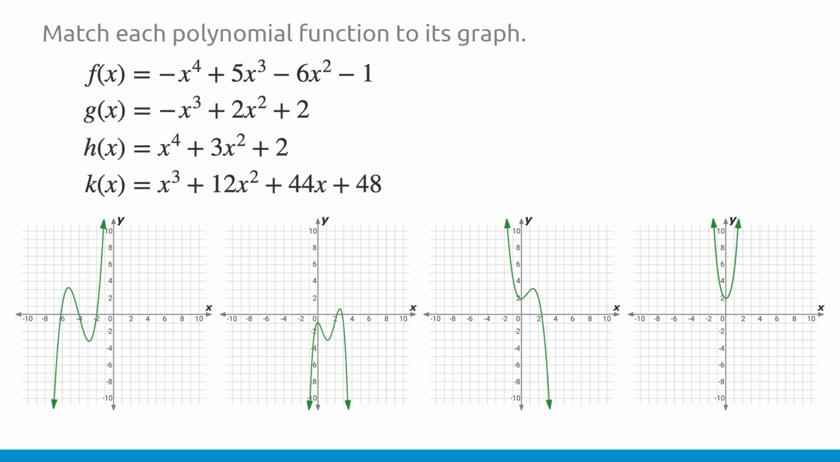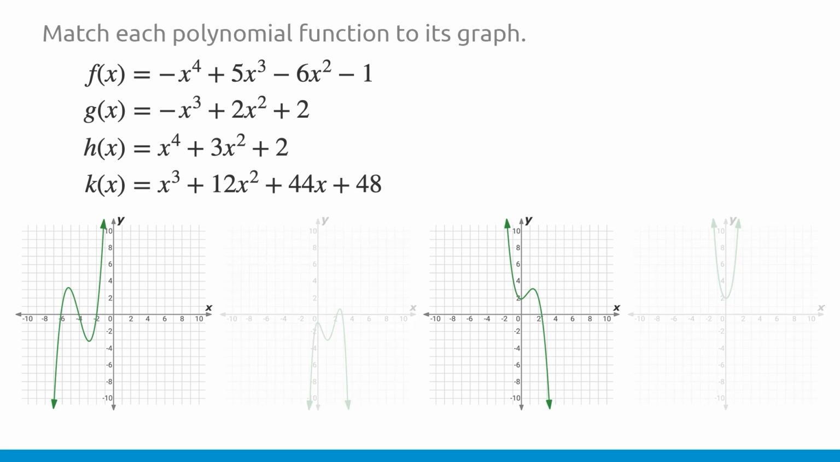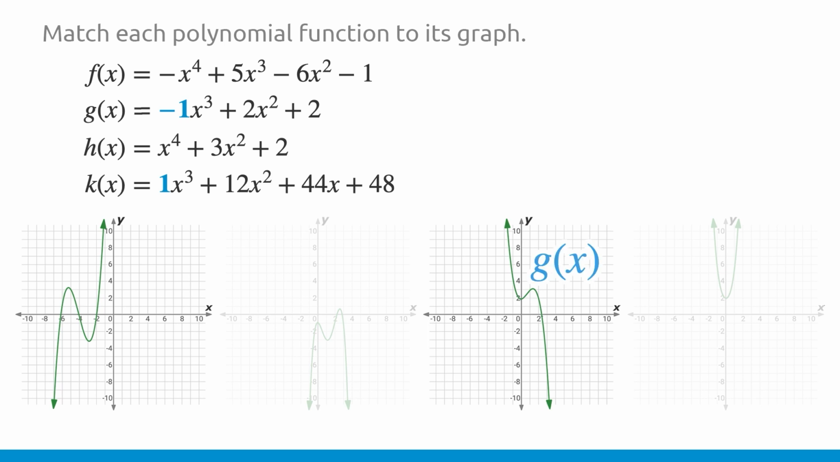Let's start with the cubic functions. There are two graphs that look like they could be cubic functions. One is increasing as x goes to infinity, and one is decreasing as x goes to infinity. For g of x, the leading coefficient is -1, and for k of x, the leading coefficient is +1. The leading coefficient of g of x is negative, so its graph decreases as x goes to infinity. The leading coefficient of k of x is positive, so its graph increases as x goes to infinity. That means g of x must be the third graph, and k of x must be the first graph.